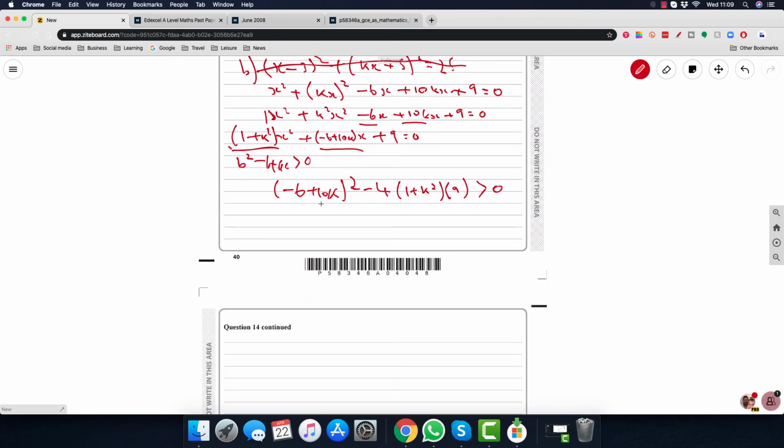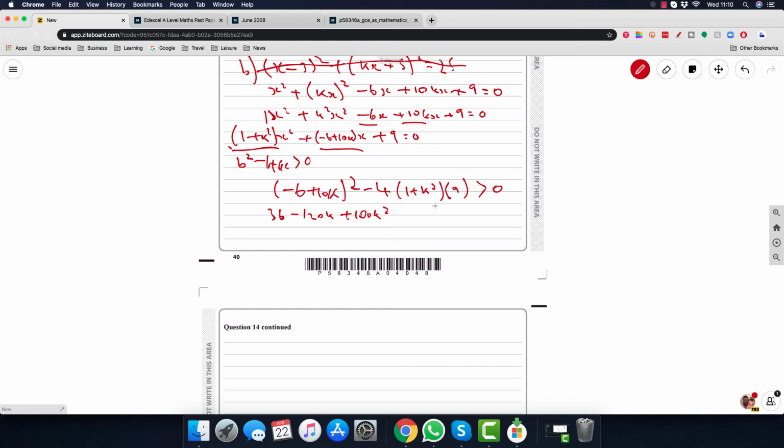You need to expand this bracket. It's probably easier if you write it as 10k minus 6 and expand it. Minus 6 squared is 36. You're going to get minus 6 times 10k twice, so you're going to get minus 60k twice. So that's minus 120k. And then you're going to get 10k times itself, so that's 100k squared. And then the easiest way to do the last bit is collect the 4 and the 9 together. So that's 36.